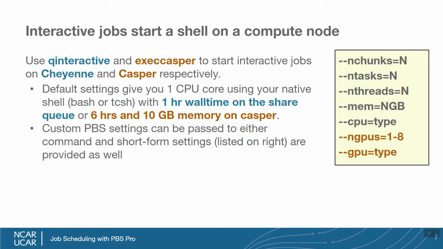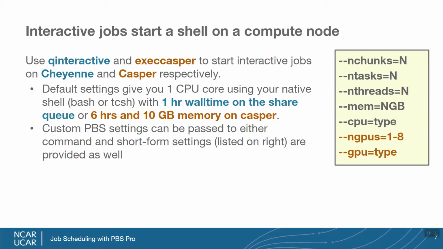So the default settings, if you run one of these commands, it'll give you 1 CPU core using your native shell. And it will give you 1 hour of wall time on the share queue by default on Cheyenne, and 6 hours of wall time and 10 gigabytes of memory on Casper if you run execcasper. We'll talk a little bit more about queues moving forward, but as you can guess, with the share queue you end up on a node that's shared with other users. On Casper, memory is a bit more important because memory is reserved, which we'll talk about too.